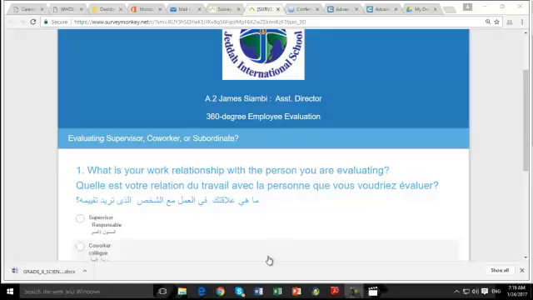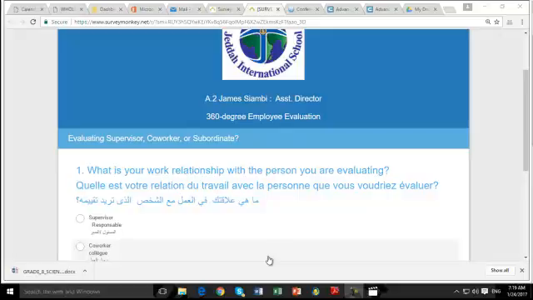So teachers will be evaluating other teachers or giving feedback to other teachers, giving feedback to assistants, giving feedback to their leaders. Administrators will be doing the same thing. So you evaluate people who are at the same job group level with you, people who are below your job group level, and people who are above your job group level.